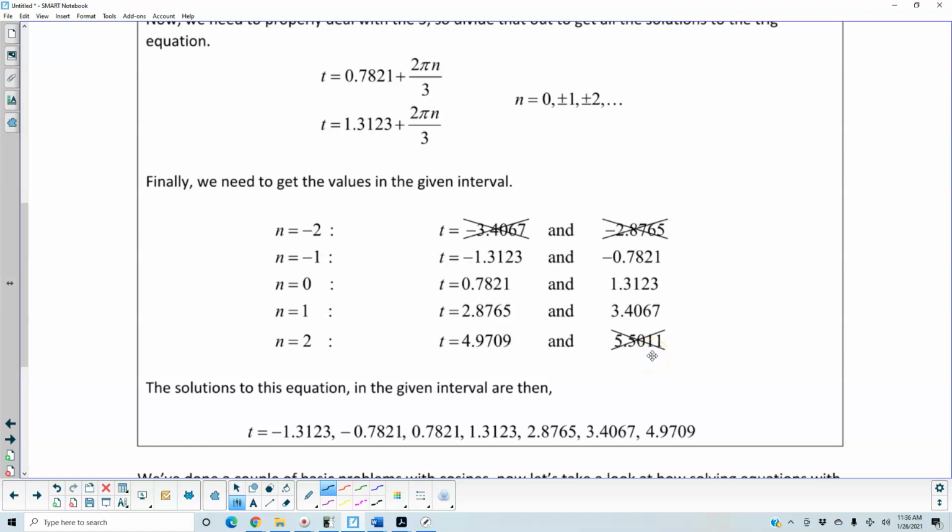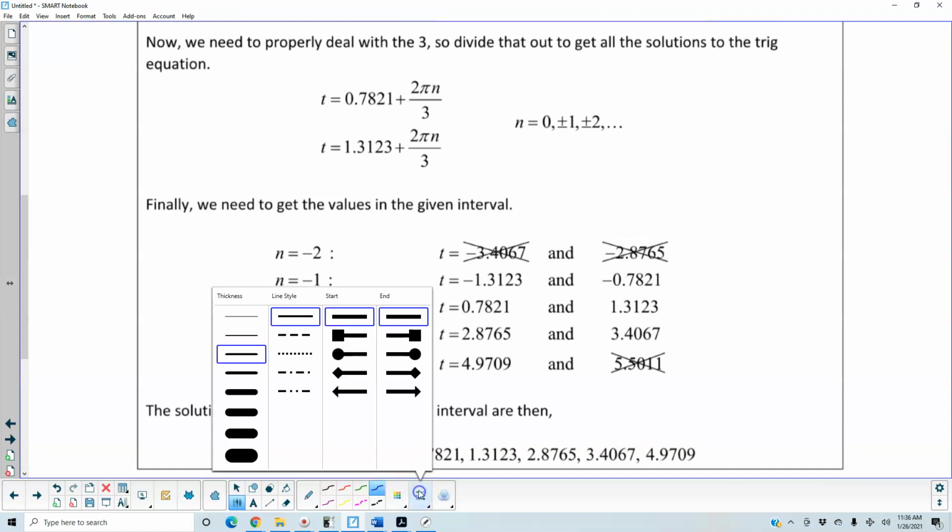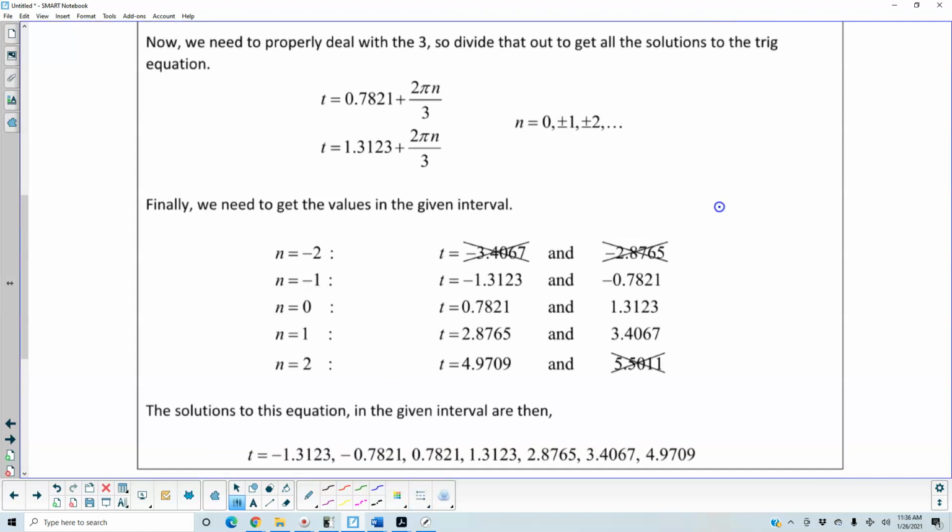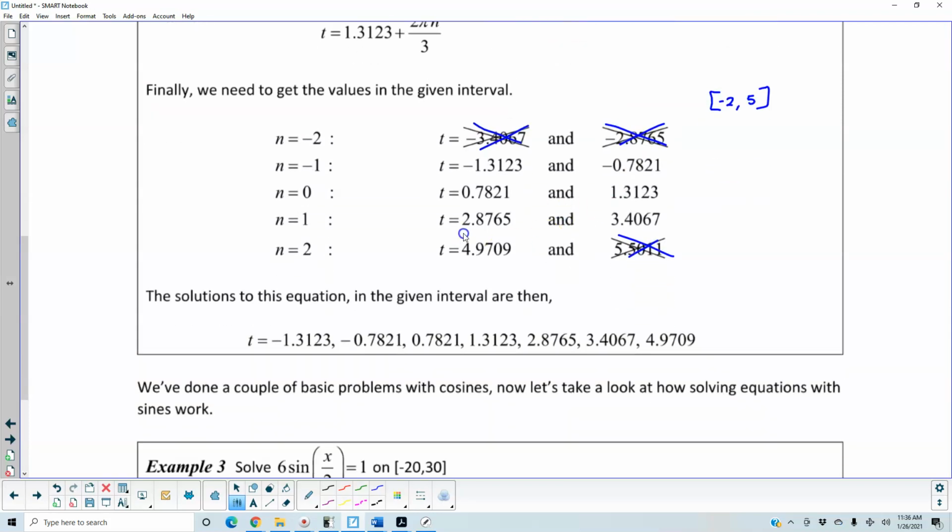So that tells us that these numbers here do not fall within the interval of negative 2 and 5. So that's why these are not part of the solution set. So the solutions to this equation in the given interval are the following.